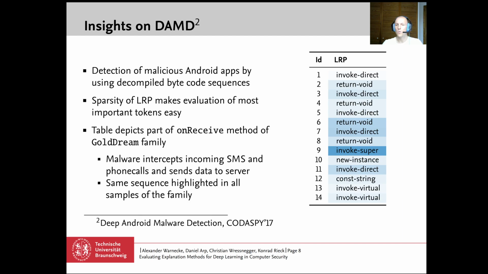In this example, we see a part of the onReceive method of the Goldgreen family malware. The most important token corresponds to the point in the program where an incoming SMS and phone call is intercepted and data is sent to a server. Interestingly, the same sequence is highlighted in each sample of the family, showing that the underlying model has really learned what malware is and what makes an application malicious.